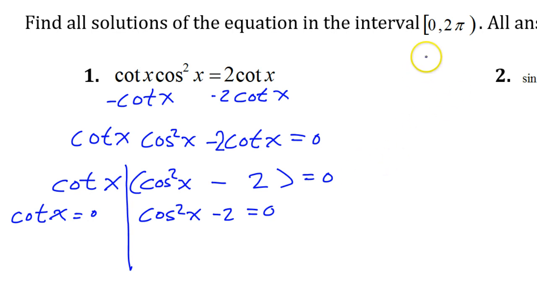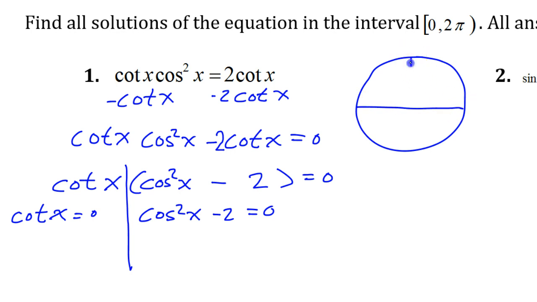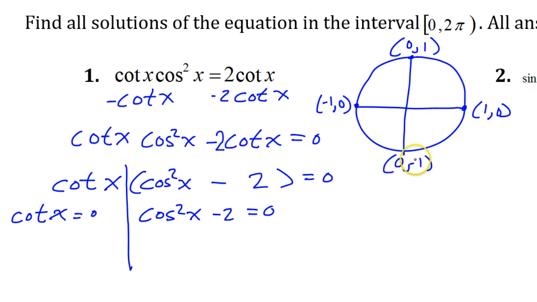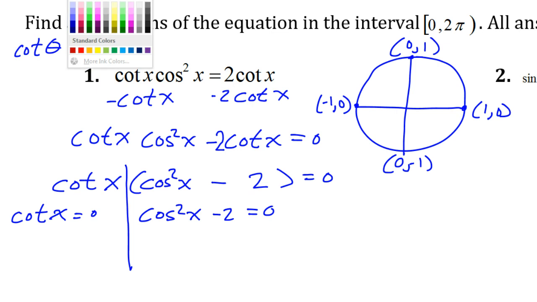Let's take a look at a quick diagram of the unit circle. All right, now keep in mind that this point right here is the point 1, comma 0. This is 0, comma 1. This is negative 1, comma 0. And this is 0, comma negative 1. Now, also keep in mind that cotangent theta on the unit circle will be x over y, since tangent is y over x, and this is a reciprocal. So think x over y.